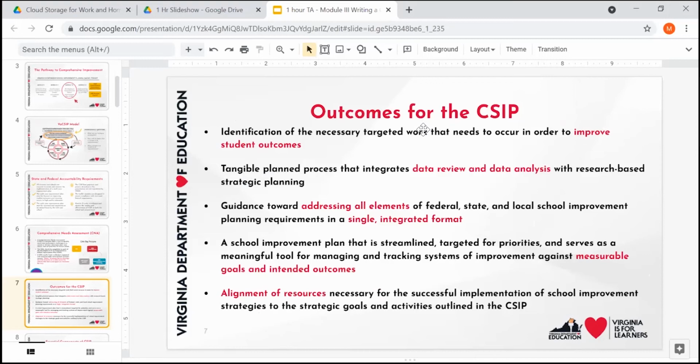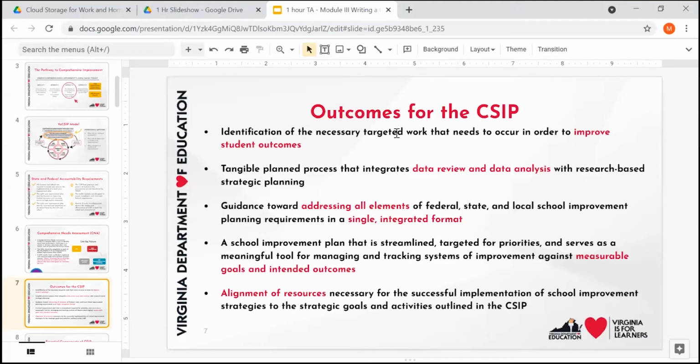Identification of the necessary targeted work that needs to occur in order to improve student outcomes. And remember, there's a lot of things all of you do, whether you're division leadership, the school level, principal, all of you do so many things. But remember, we're targeting student outcomes, student achievement. You can't lose sight of that. That is really crucial. Tangible plan process that integrates data review and data analysis with research-based strategic planning.